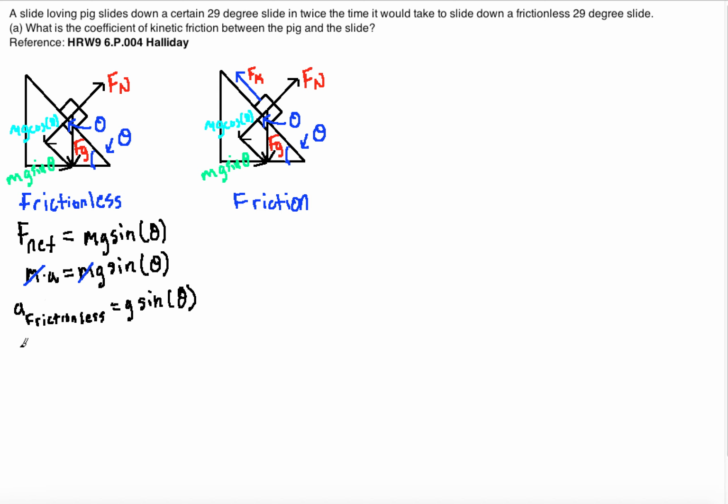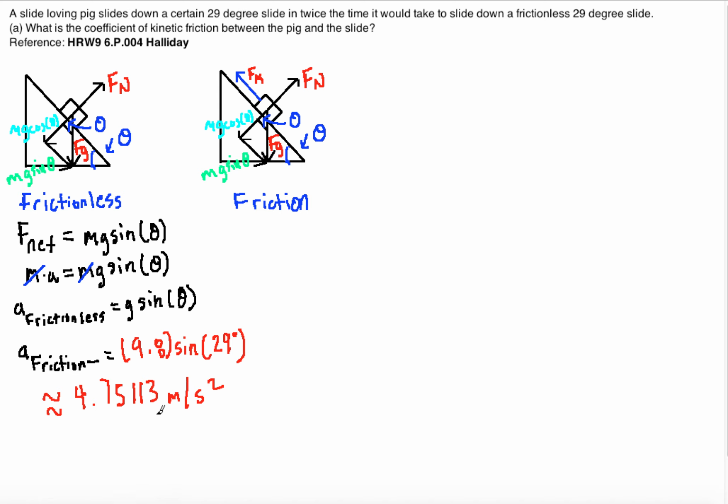I'll abbreviate this in the next one as a frictionless, which we can solve for because we have these components. Plugging in, we get 9.8 times the sine of 29 degrees, which is approximately 4.75113 meters per second squared. So there we've solved the acceleration of this pig in this frictionless system.